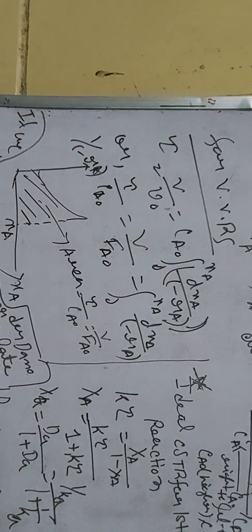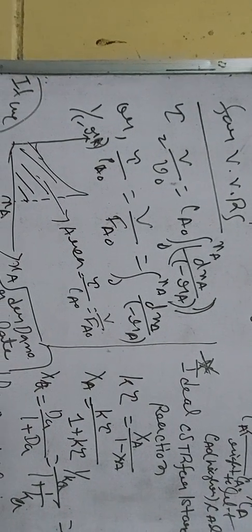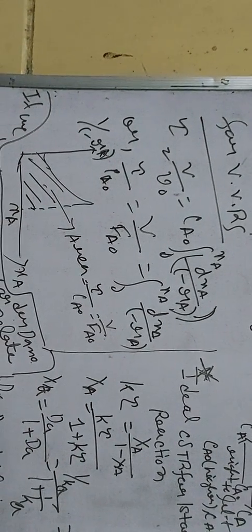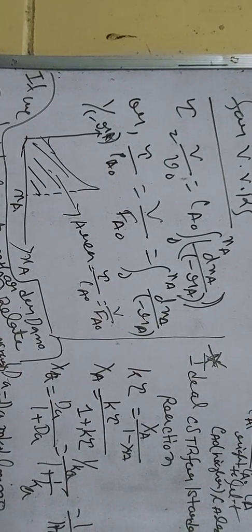And in the case of ideal CSTR for first order reaction, this is for the VVRA system, tau is equal to V by V naught is equal to CA naught integral from 0 to X of dXA by minus RA, or 1 by minus RA. In the x-axis the area will be the same, tau by CA naught is equal to V by FA naught. So for ideal CSTR for first order reaction, K tau is equal to XA divided by 1 minus XA.